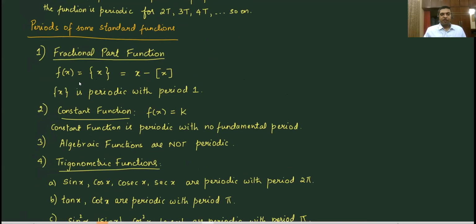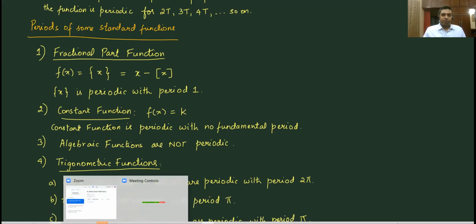The fractional part function. f of x is equal to the fractional part of x, which is x minus the integral part of x. This function is periodic with period 1. This is periodic with period 1. We will learn about this more also.